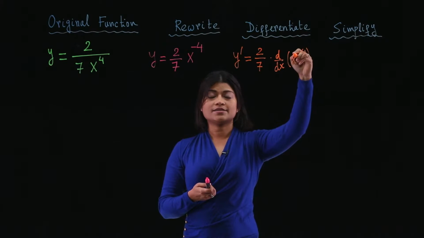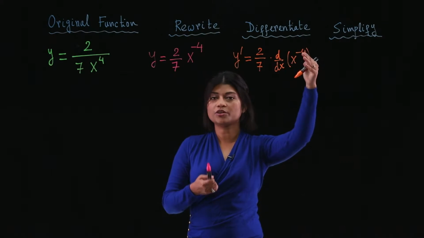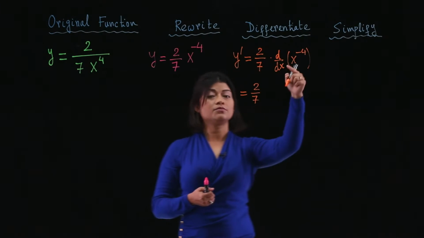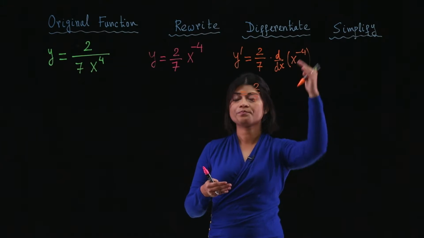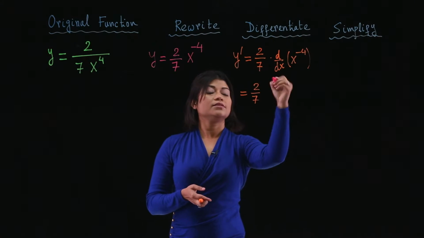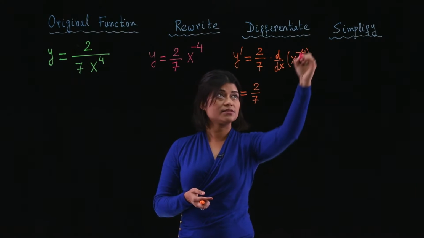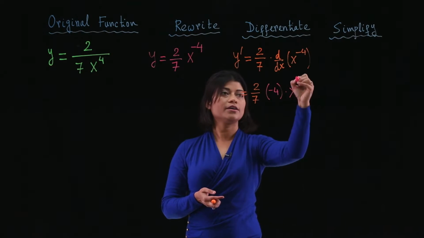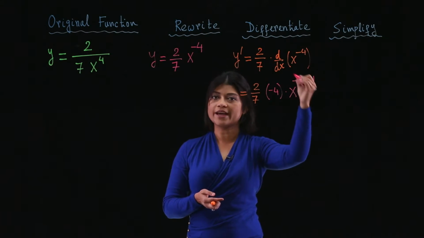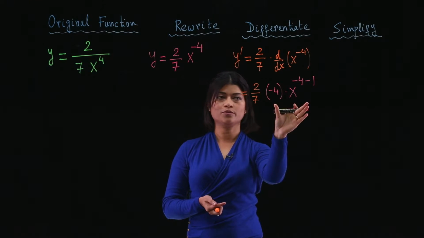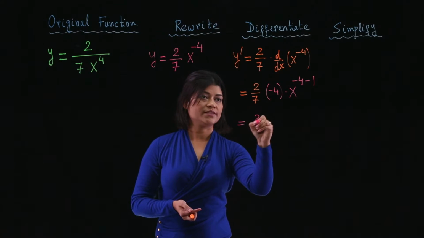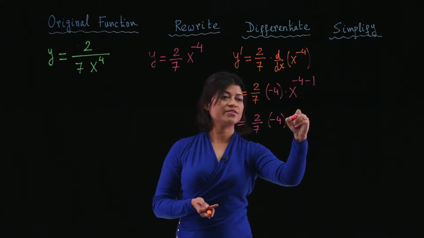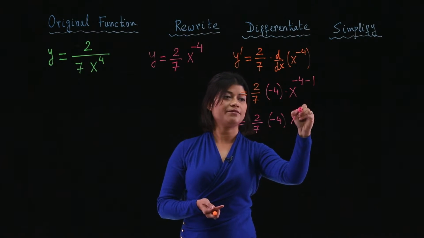Now, how to differentiate this? Look, this is x to the power n, so you're going to use the power rule. Recall the power rule: if you have x to the power n, the derivative will be n times x to the power n minus 1. Here n is negative 4, so negative 4 times x to the power negative 4 minus 1. Which means this is 2 over 7 times negative 4 times x to the power negative 5.